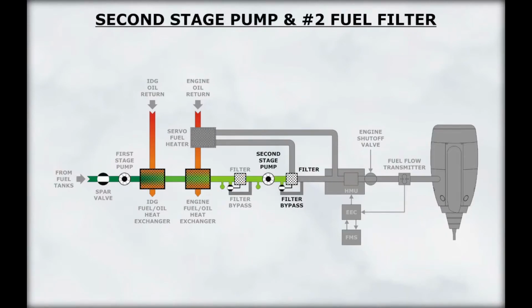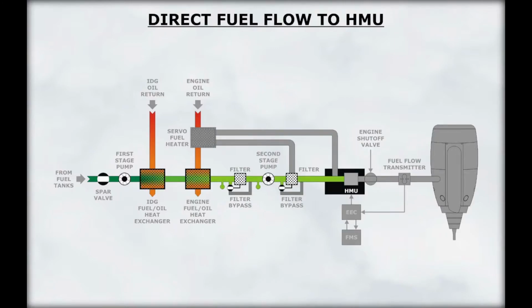The second stage fuel pump further increases the pressure of the fuel and sends it into the hydromechanical unit, or HMU, through another filter. A portion of the fuel flows directly into the HMU. The rest of the fuel is diverted to another heater before it is sent to the HMU. The heating eliminates any ice particles before the fuel enters the HMU.